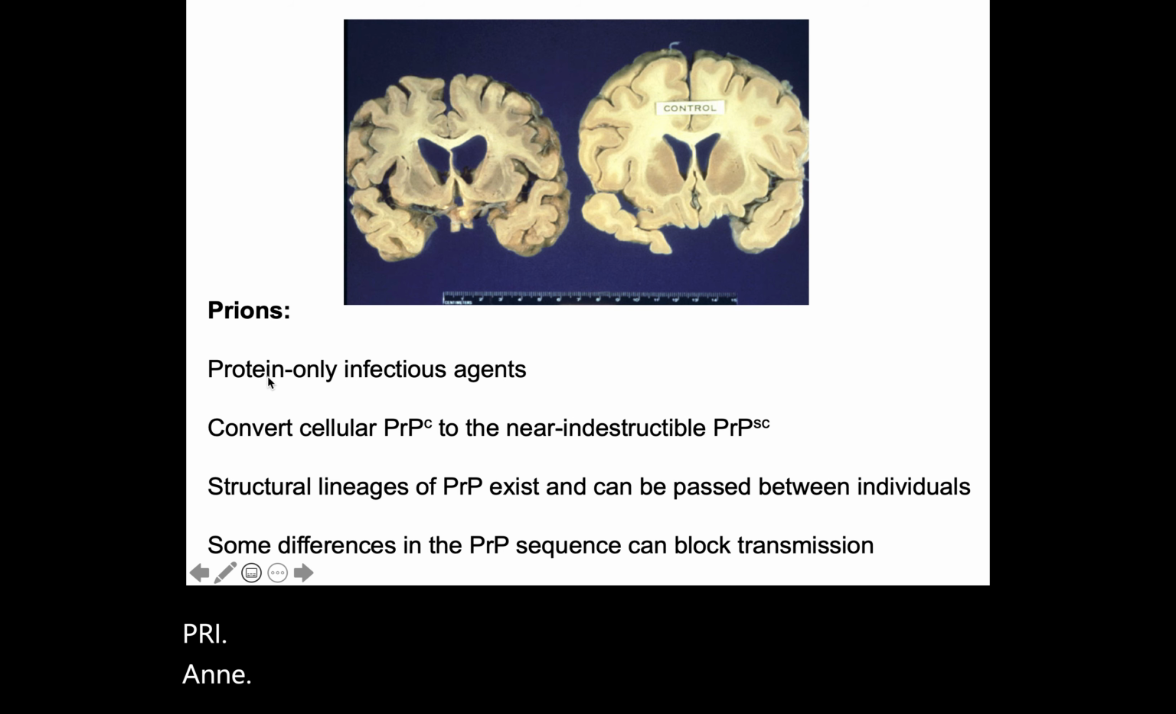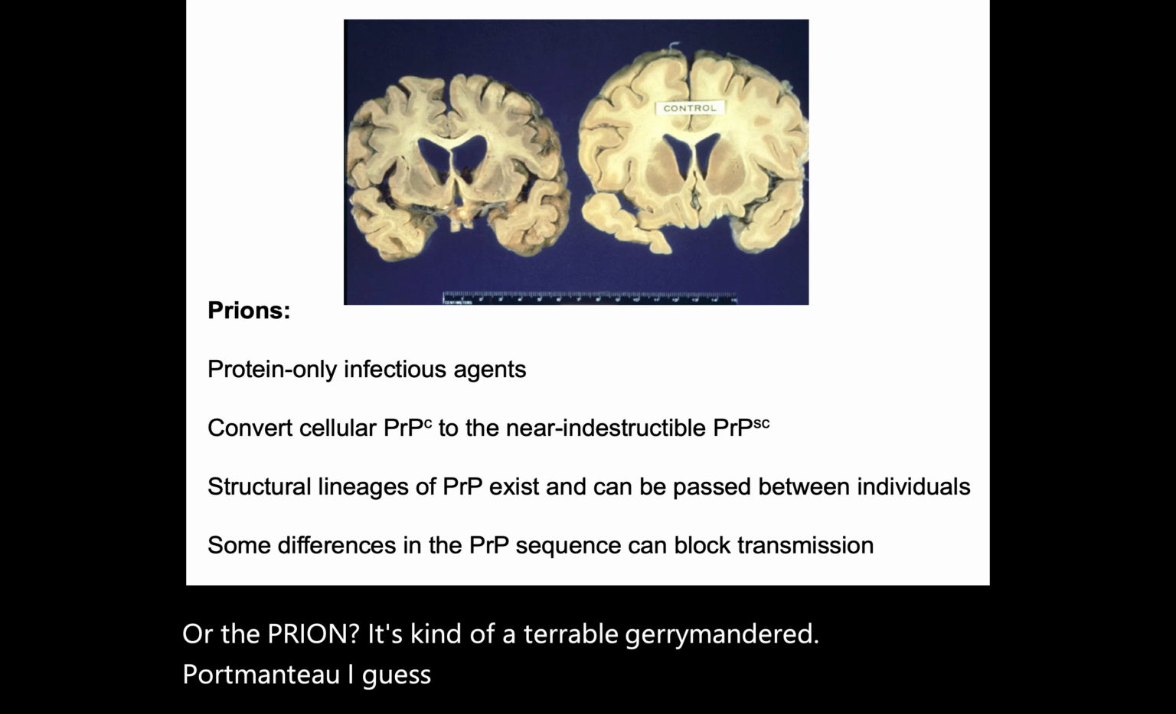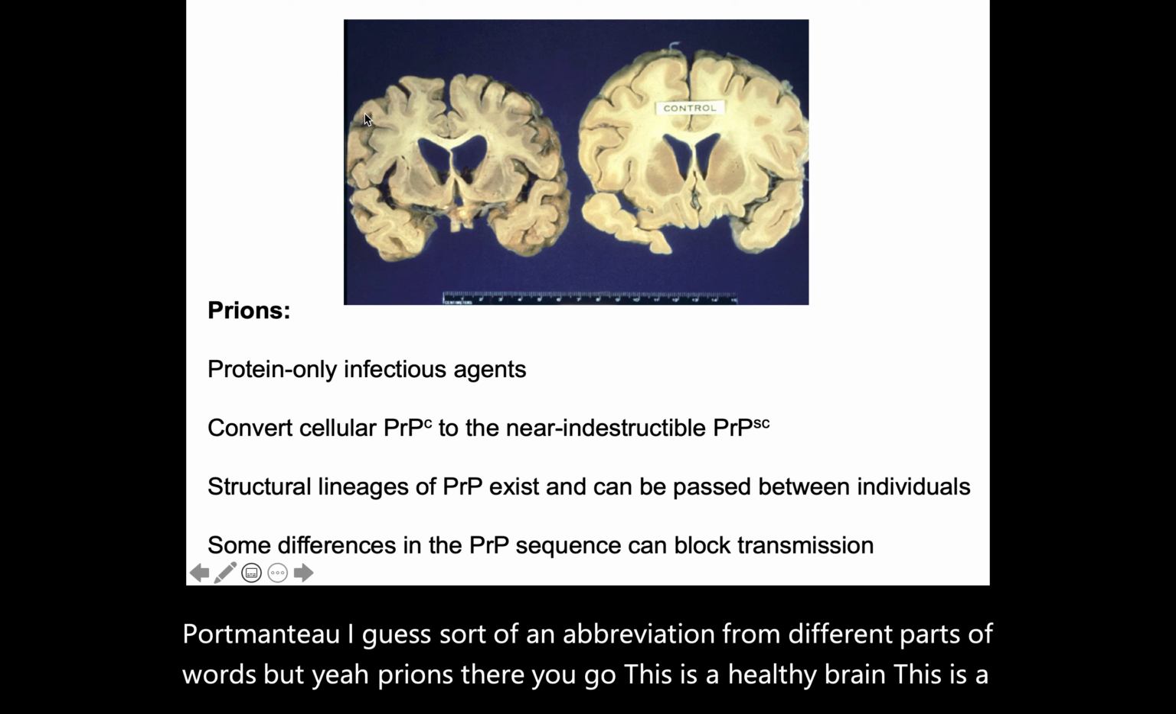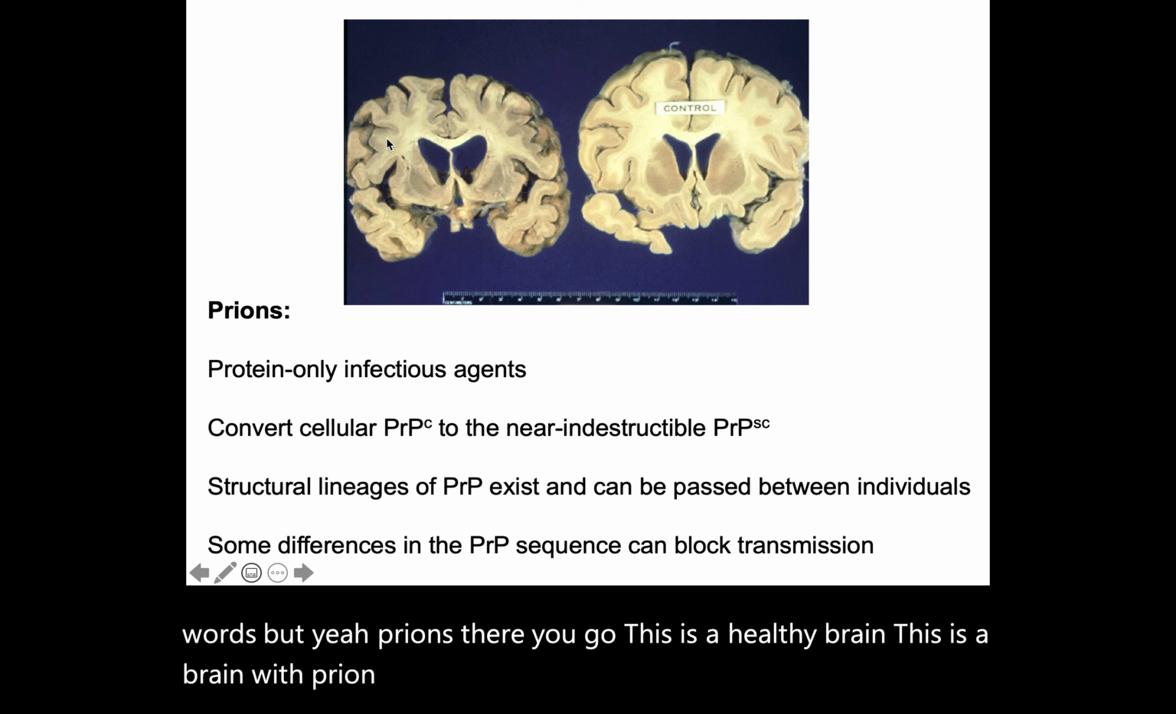Or the PRION. It's kind of a terrible gerrymandered portmanteau, I guess, sort of an abbreviation from different parts of words. But yeah, prions, there you go. This is a healthy brain. This is a brain with prion disease in it. And you can see how shrunken and small it looks.